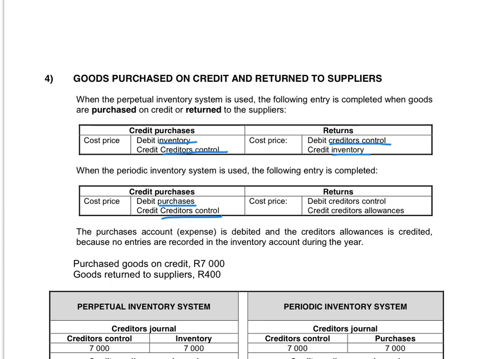In the periodic system, you will also debit your creditors control to reduce your debt, but you will open a new account, creditors allowances. Because you are not allowed to write in your inventory account, you will have a creditors allowances account in the periodic inventory system.